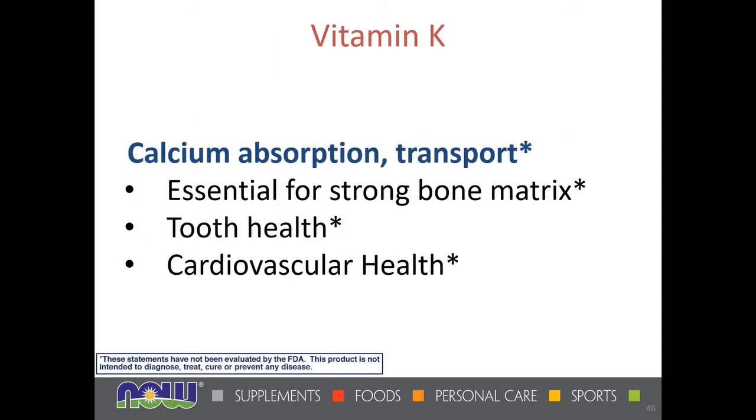And vitamin K, the other main cofactor for calcium and magnesium. Vitamin D helps you absorb calcium, but vitamin K helps it be transported to where it's going. Is it going to the bones? Is it going to the teeth? Is it going out of the arteries and to these tissues? That's vitamin K's role, not vitamin D's role.